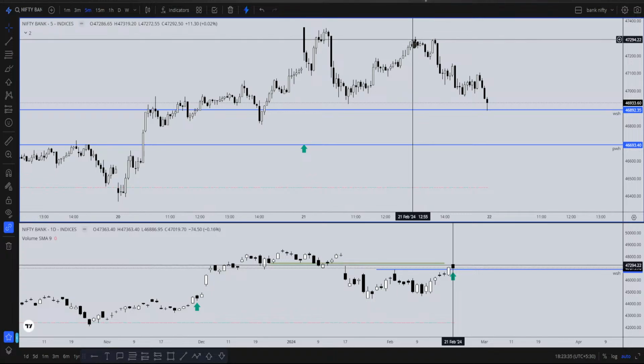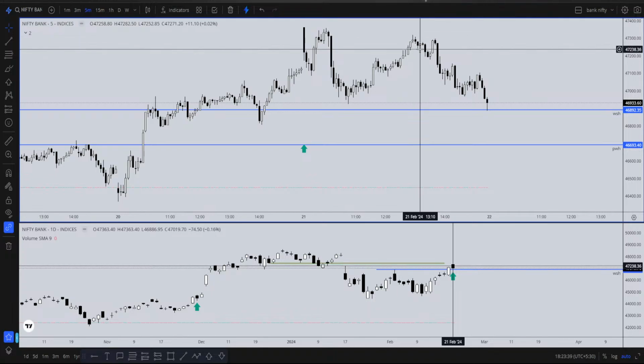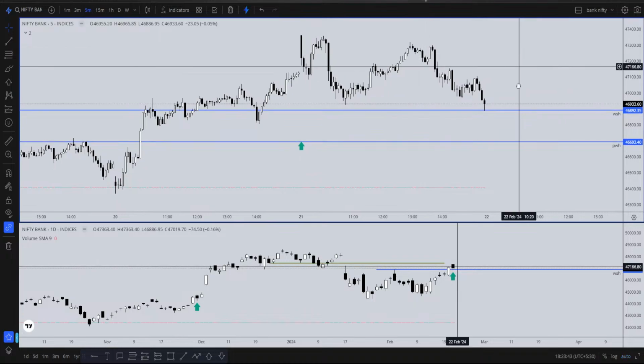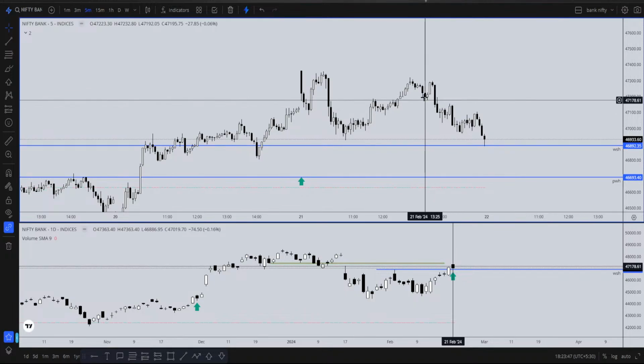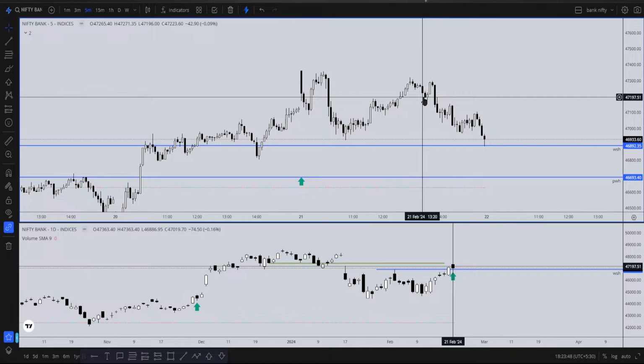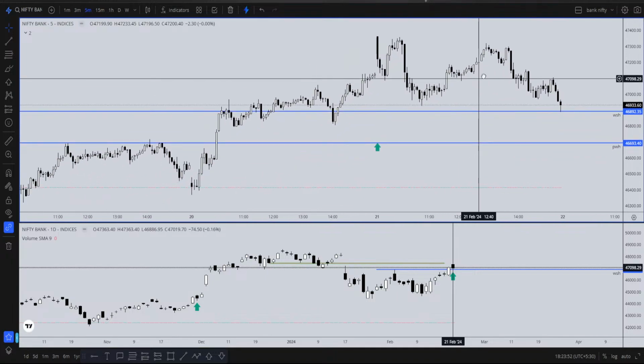I took one trade over here. After it corrected a bit, I thought that it will go out and trend and break, but it did not, and it came down, and my SL was hit over here, so it's fine. Let's see. So this is one place.